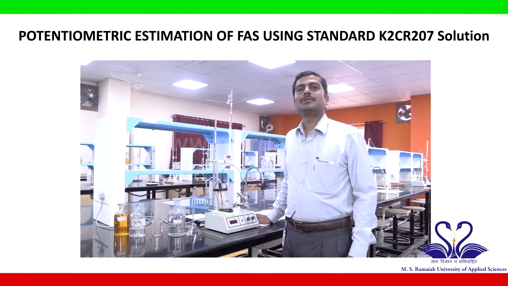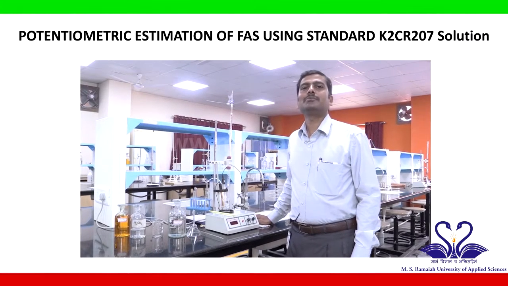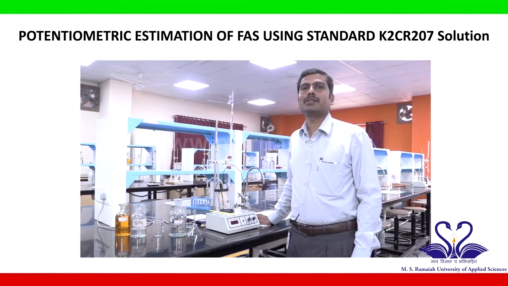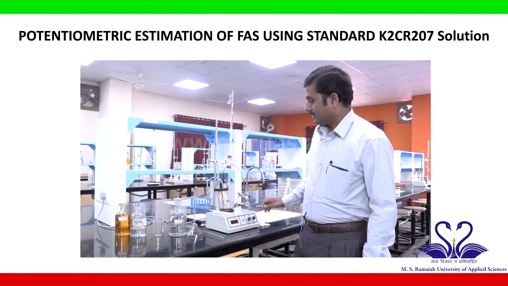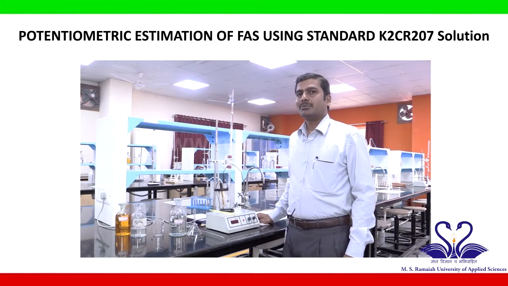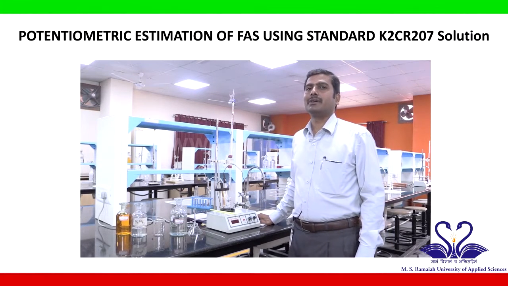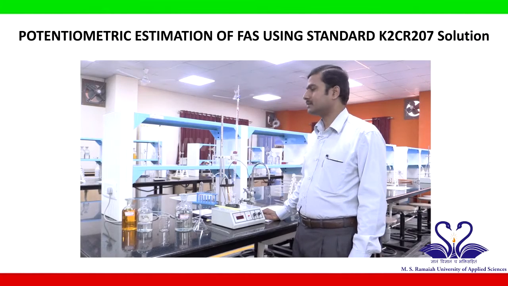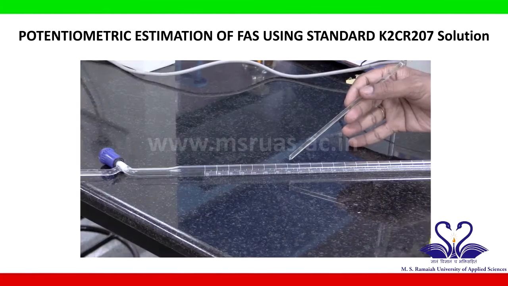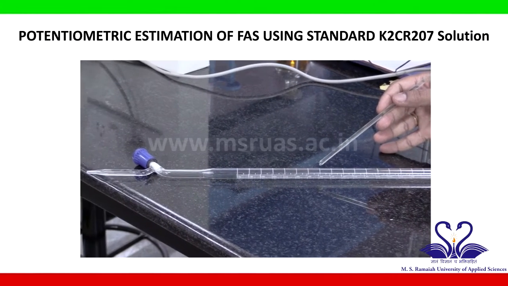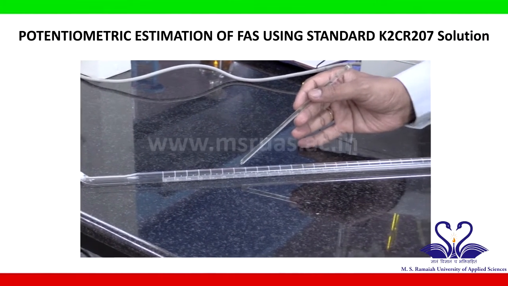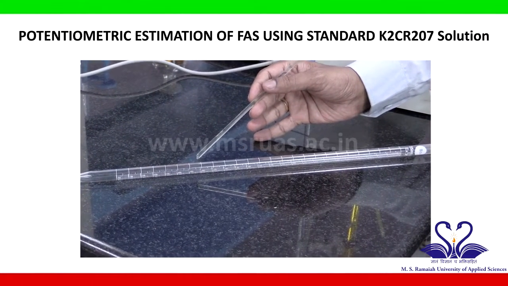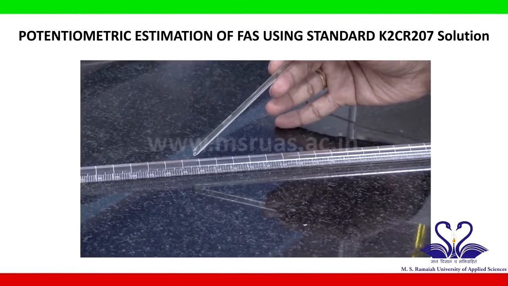Hi students, today we are going to conduct the experiment potentiometric estimation of ferrous ammonium sulfate using potassium dichromate solution. Using this experiment we can determine the concentration or the amount of FAS present in the given solution. For this experiment the apparatus required are a burette. This is a burette into which we are taking standard potassium dichromate solution, and then we will be adding 0.5 ml increments of potassium dichromate solution into the analyte solution.